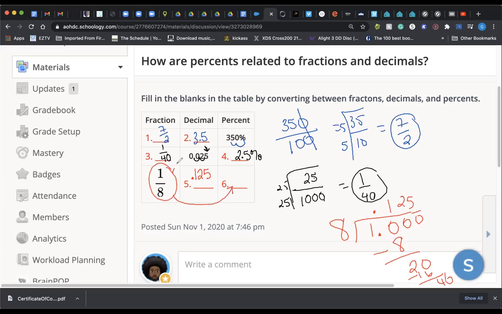Of course, I cannot turn a fraction directly into a percent. I have to use the step of the decimal first. So now that I have this decimal, how do I turn that decimal into a percent? I just move it over. Yeah, you have to move the decimal 2 places to the right. So it's 12.5%.